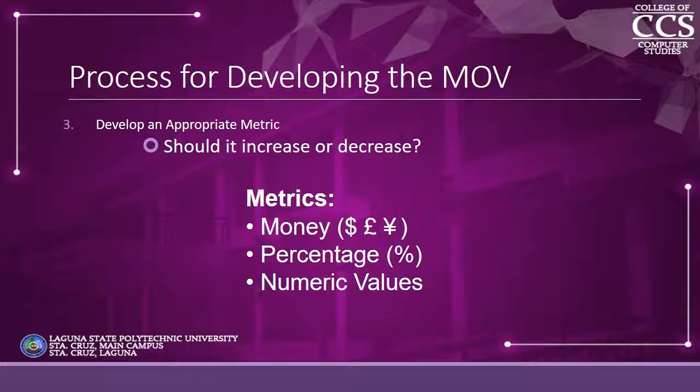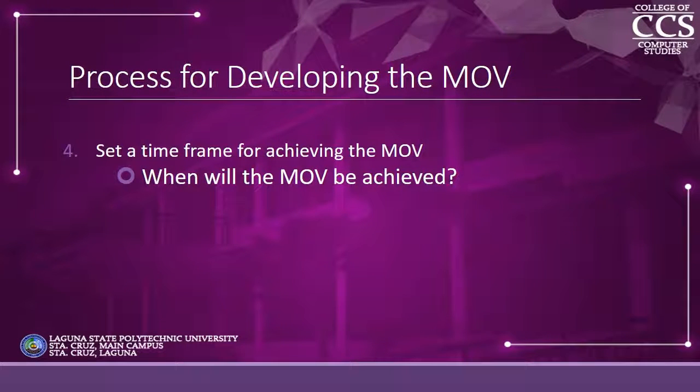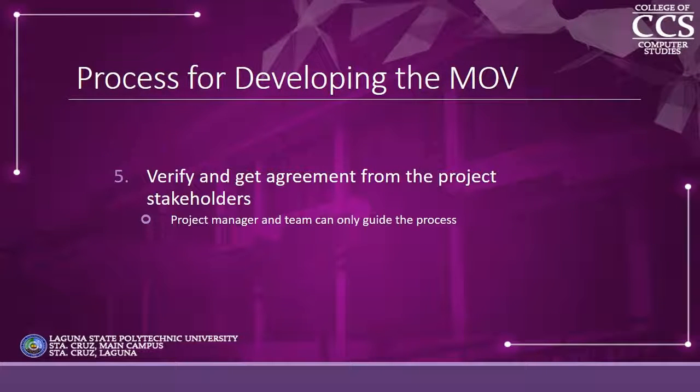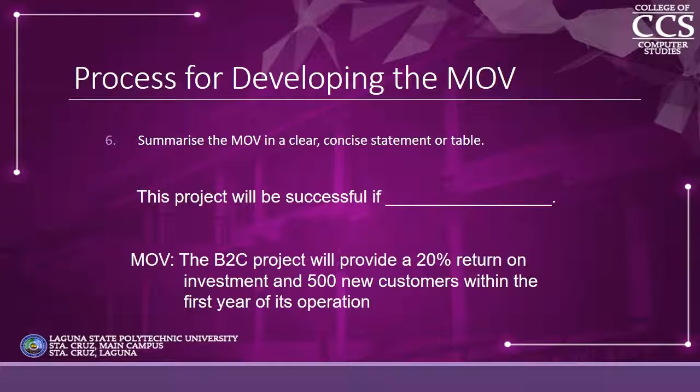Number 4. Set a time frame for achieving the MOV. When will the MOV be achieved? Number 5. Verify and get agreement from the project stakeholders. The project manager and team can only guide the process. 6. Summarize the MOV in a clear, concise statement or table. The summary of an MOV must answer what will make the project successful.